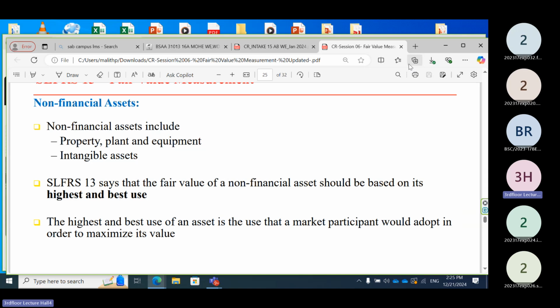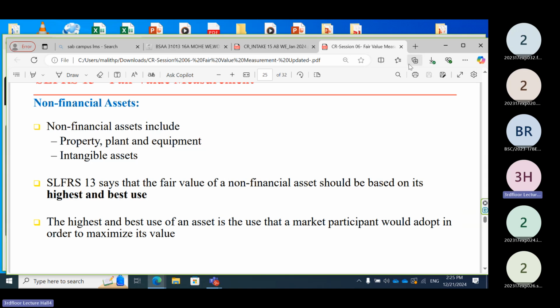Non-financial asset. So then the evaluation can be done for financial asset or non-financial asset. Financial instrument can be divided into two: financial liability and financial asset. Financial asset means it's an asset where we have a right to receive cash.